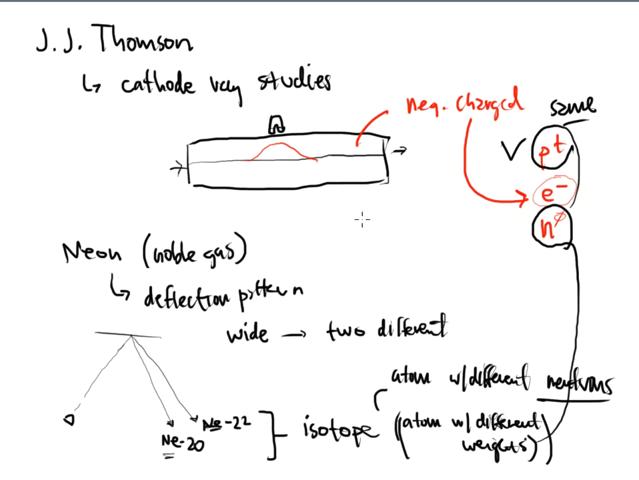All right, guys, in the last video, we talked about this guy named Thomson, and we talked about the cathode ray studies that he did, and the neon gas study that he performed, which led him to visually see a neon 20 and a neon 22, which gave us this isotope term. So we're going to venture on now.